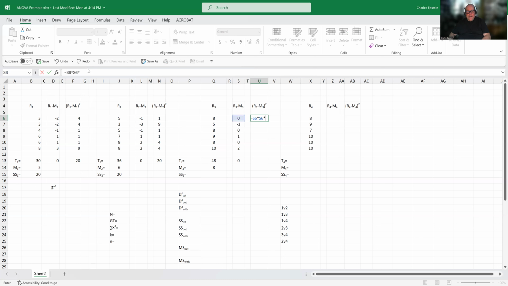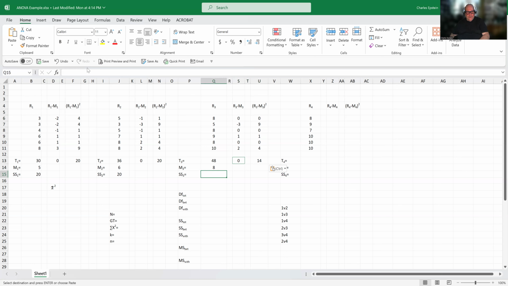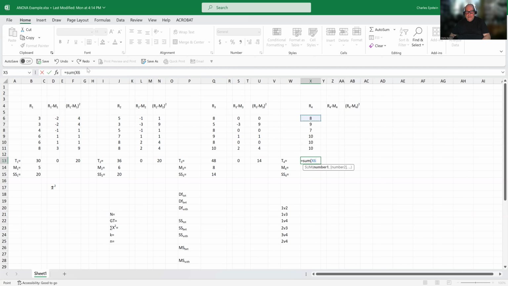Now I just copy it down, so to speak, and do it for the rest of them. I add it up, and I have my sums of squares there. Now what I do is the final group, and I add up these values. And I get the mean.